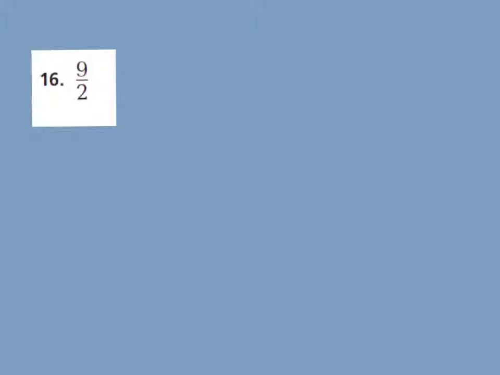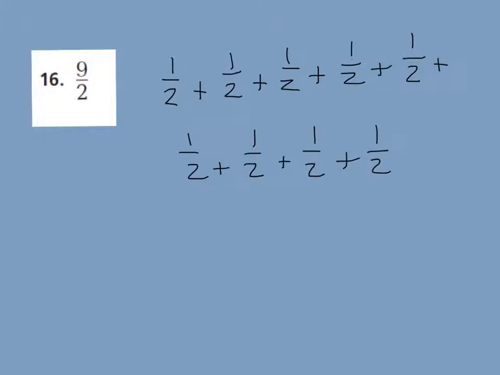Okay, boys and girls, for number 16, you should have done 9 halves by making 9 groups, or a sum of unit fractions as halves, 9 different times. So it would look like this. So this is what it looks like. I have 1/2 9 times because it's my sum of unit fractions.